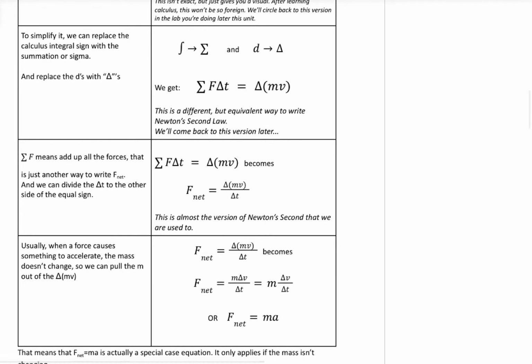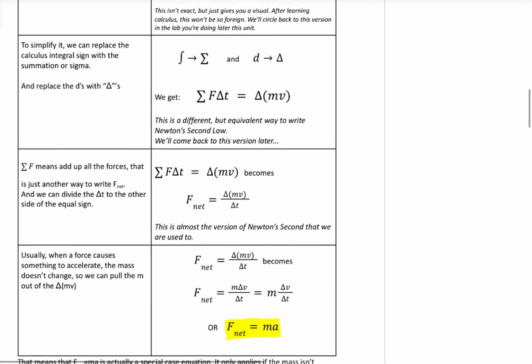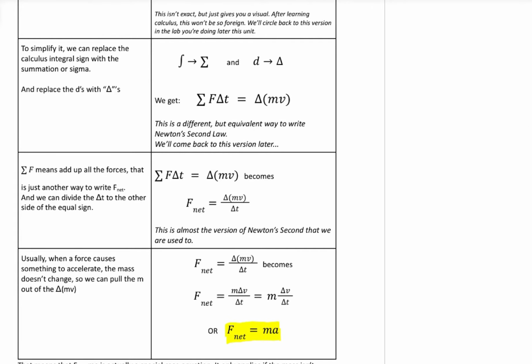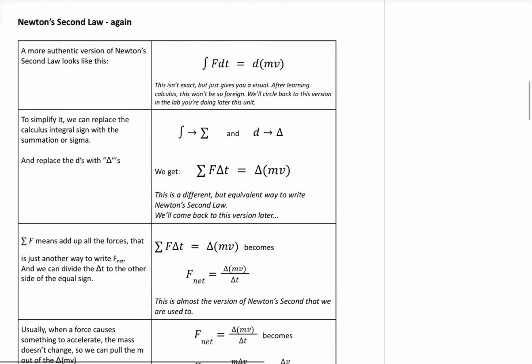Working backwards down here at the bottom of the chart, this is what we know Newton's second law to be: F net equals ma. If I bumped into you in the hallway and asked, "Hey, what's Newton's second law?" chances are you'd answer F net equals ma. But that's actually a special case version of it. Newton actually wrote it using calculus notation, and it looked like this.